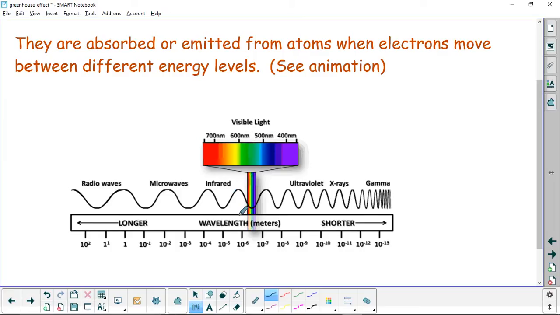If we increase the wavelength to 10 to the negative fifth meters, I get infrared, and even longer, microwaves, even longer than that, radio waves. So this is how electromagnetic energy is created.